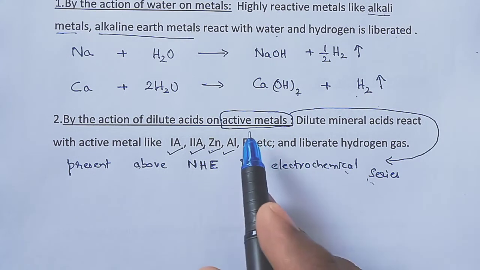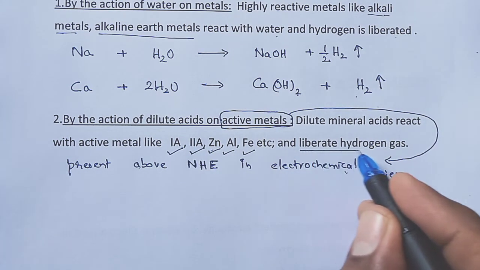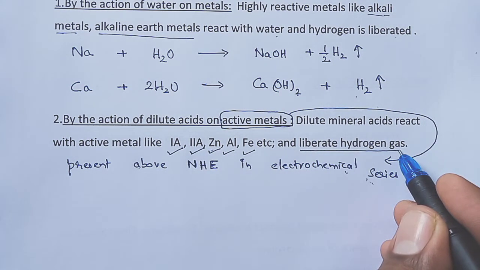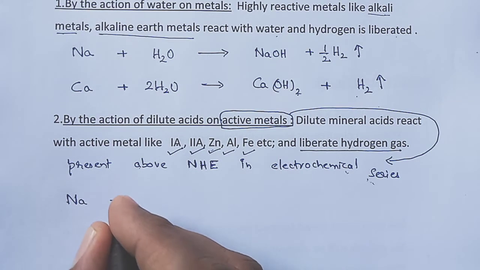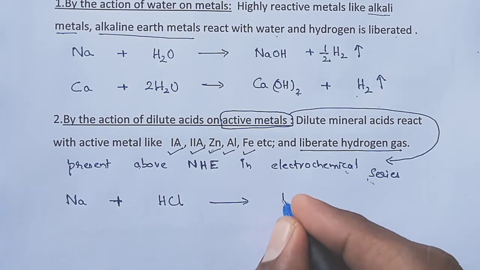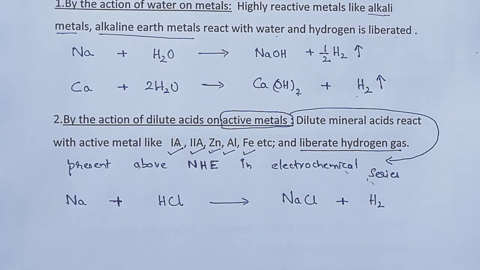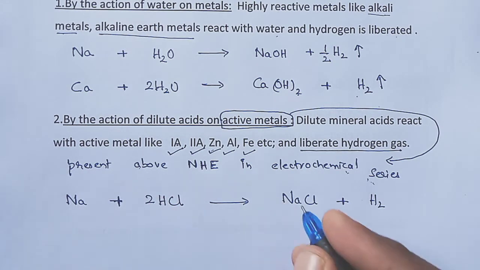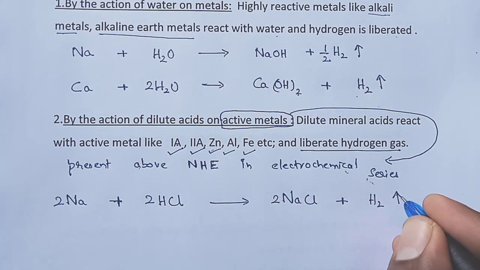Now, when these active metals are made to react with dilute acids, hydrogen gas is liberated. Let us write some examples. From the alkali metals, let us take sodium. When sodium is made to react with dilute HCl, it will produce sodium chloride and hydrogen H2. For balancing, put 2 here, 2 chlorines, 2 sodiums. Therefore, hydrogen is liberated in the form of gas.